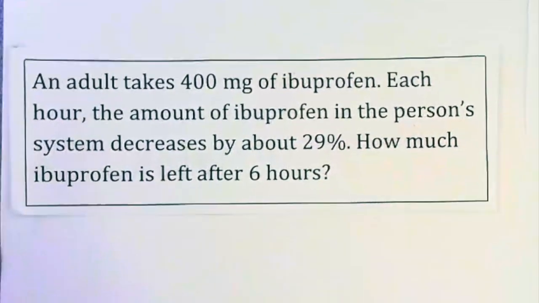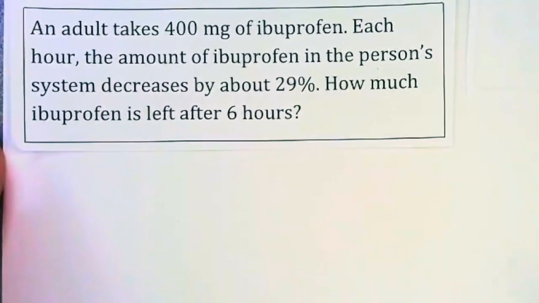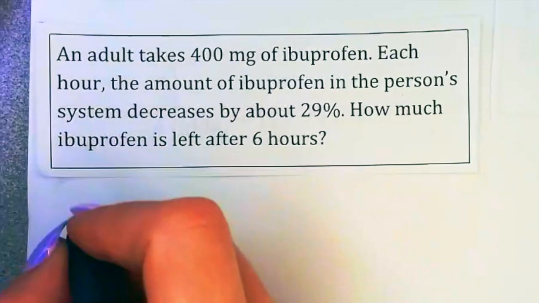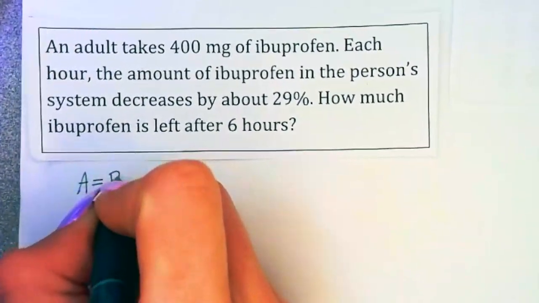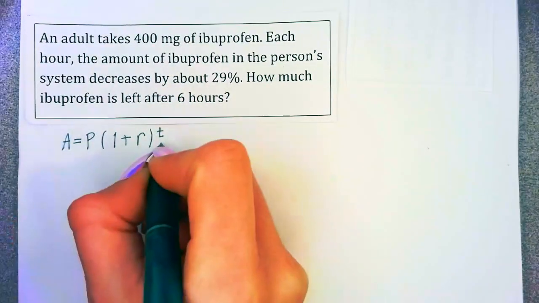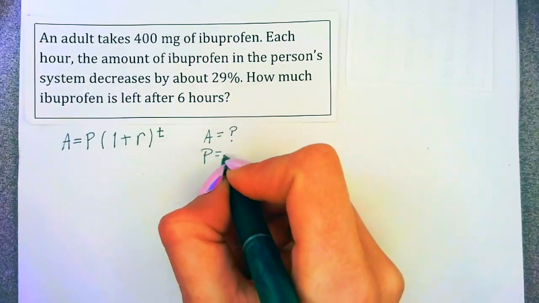An adult takes 400 milligrams of ibuprofen. Each hour, the amount of ibuprofen in the person's system decreases by about 29%. How much ibuprofen is left? We're going to use the equation A equals P times the quantity 1 plus R raised to the T power. We're looking for the amount of ibuprofen left. A is unknown. P is how much ibuprofen we start with, 400 milligrams.